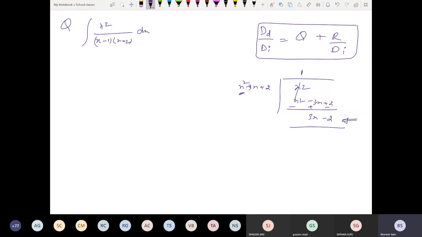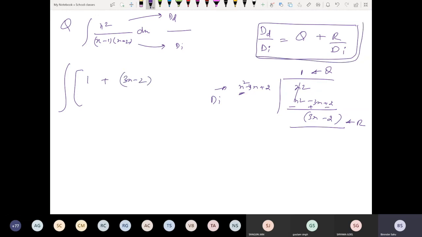We know this is the remainder. Why? Whenever the degree of this is smaller than that of divisor, then this is the remainder, because the degree of remainder is always less than that of divisor. So this is 3x minus 2, which is of degree 1, and this is of degree 2. So this is the remainder, this is quotient, and this is divisor. Okay, and this is nothing but dividend, and this is nothing but divisor. So dividend by divisor will be nothing but quotient, which is 1, plus remainder, which is 3x minus 2, by divisor, x minus 1, x minus 2. We are using this formula.